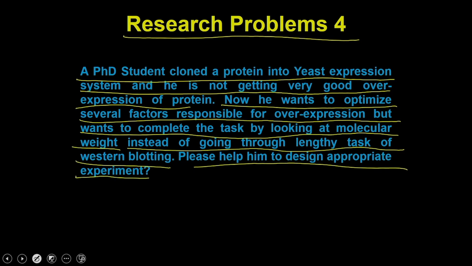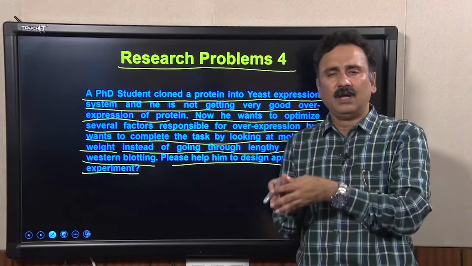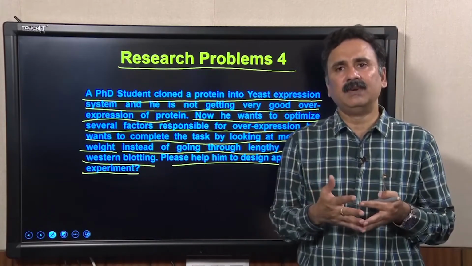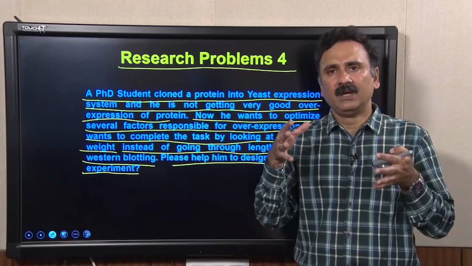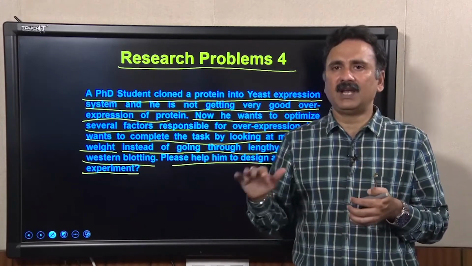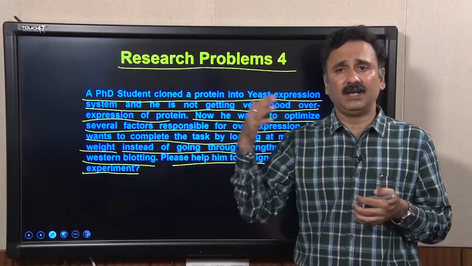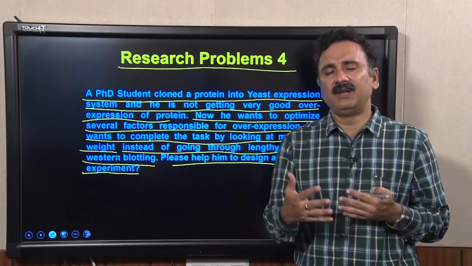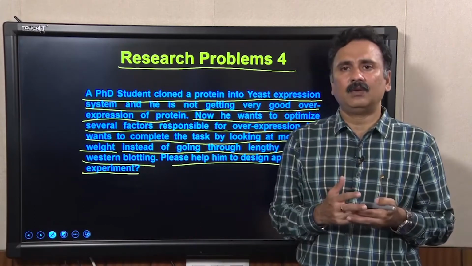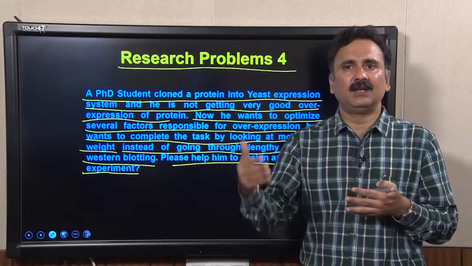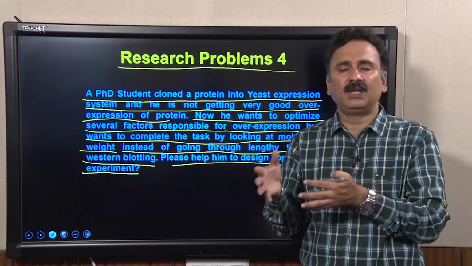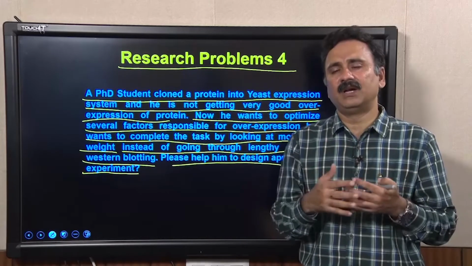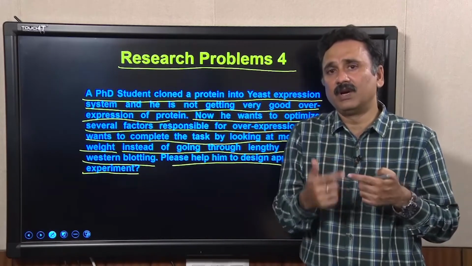So the problem is that a PhD student has cloned a particular protein, and it is overexpressing in the yeast expression system, and he does not have very good resources to perform the Western blotting. On the other hand, he simply wants to optimize the expression, so he also wants to do things in a quicker mode, because Western blotting is a lengthy procedure with multiple steps.